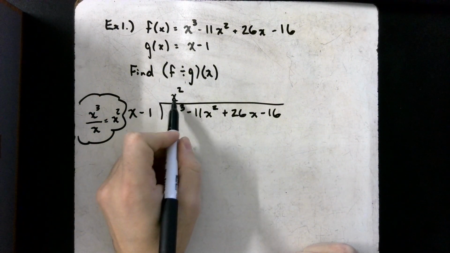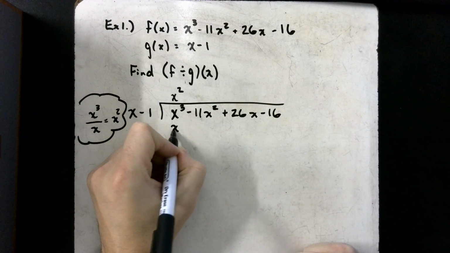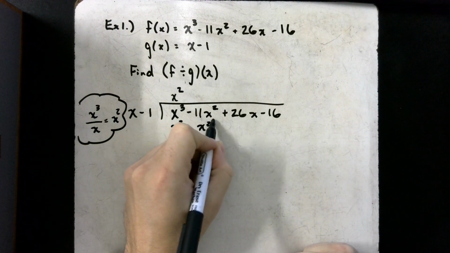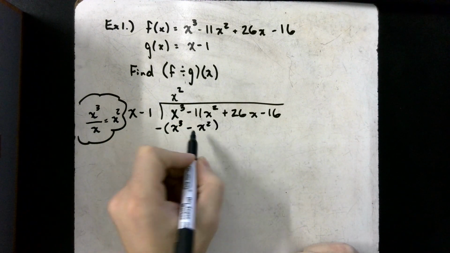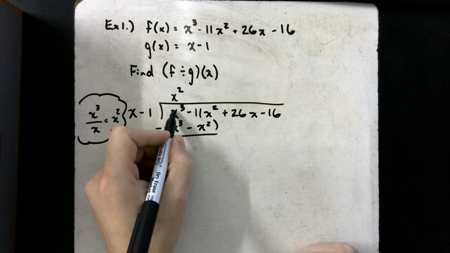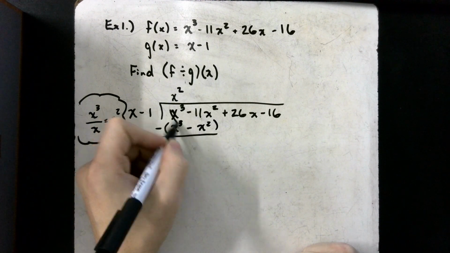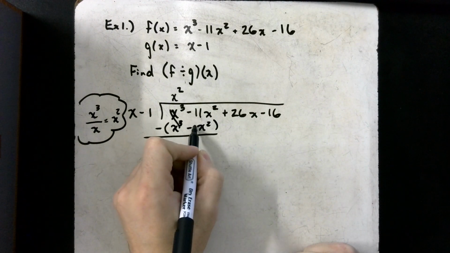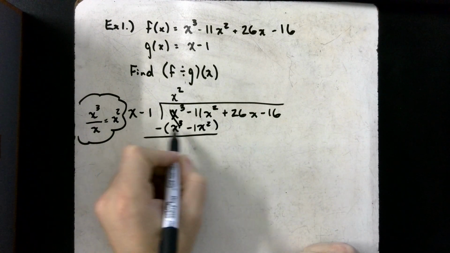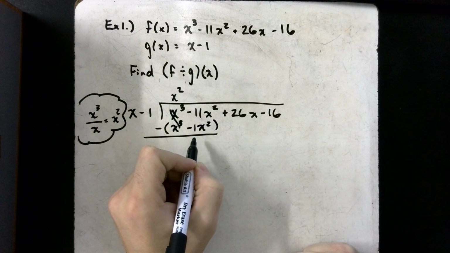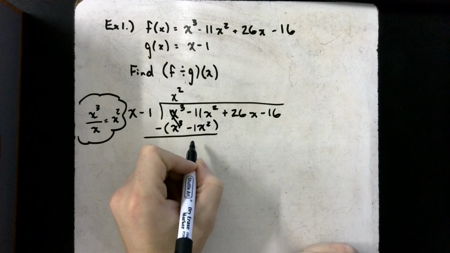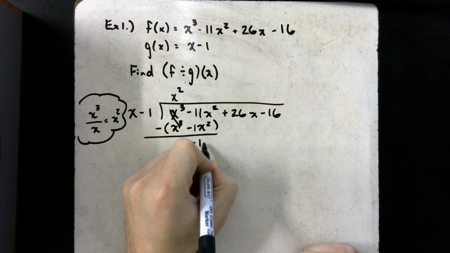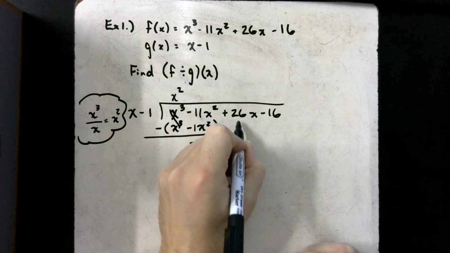Now, we're going to multiply this to both things. So this becomes x cubed, and then a negative x squared. We should subtract both. So x cubed minus x cubed cancels. And then we'll say negative 11 minus negative 1. That will end up doing a positive. Negative 11 minus a negative is going to be like negative 11 plus 1, which is negative 10x squared.